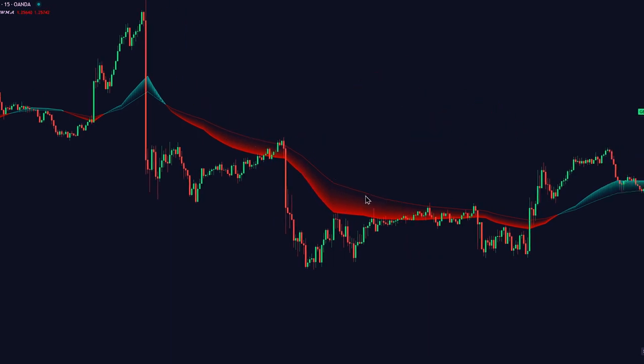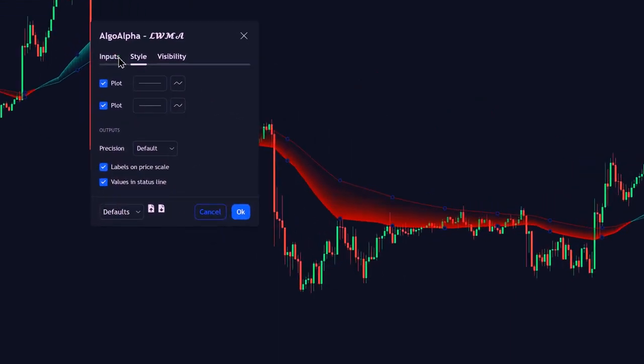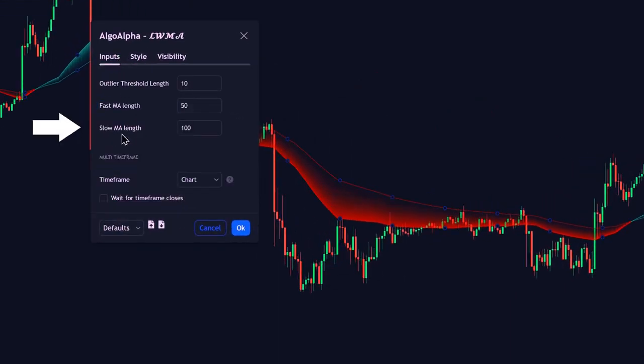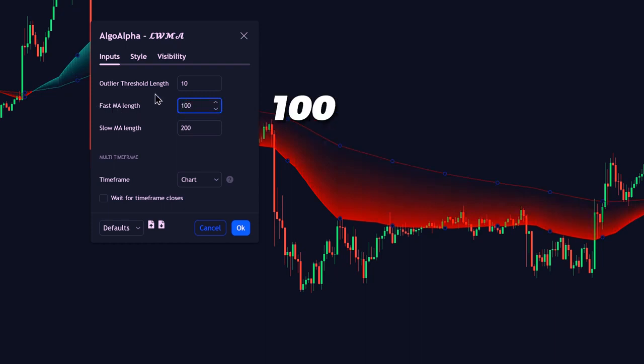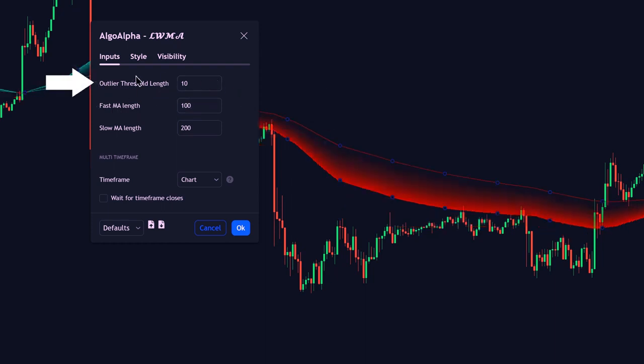Now, looking at the settings of this indicator, we can see that we can change the length of the slow-moving average. For this video, we're gonna change it to 200. And then we can also change the fast MA length. We're gonna go with 100. And then we have something called outlier threshold length. This is the smoothing period for outlier candles. So this number is basically a standard deviation used by this indicator to identify and exclude big spikes in the market from its calculations. For this video, we're not gonna change this number, so we're gonna stick with 10.